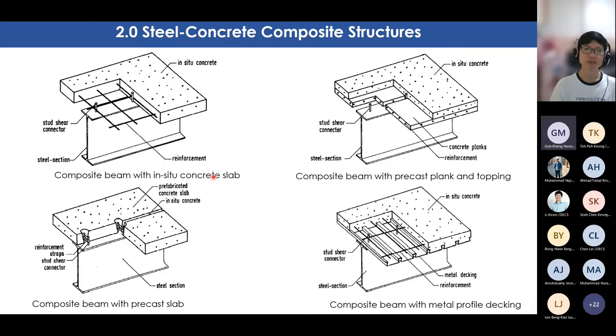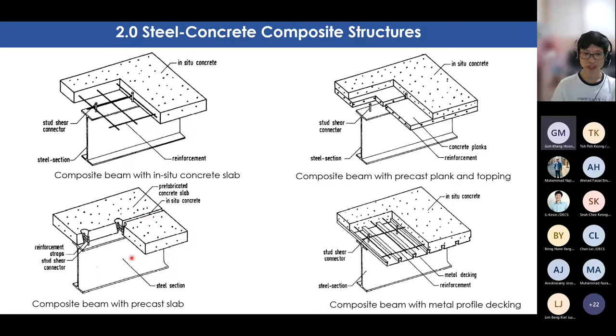Composite floors, even though we talked about the profile sheet or steel decking just now, can come in many types. The first one you see here has no profile sheet, but is cast in situ, meaning you need the formwork. But this is less common; normally nobody uses this one. The second one is a precast plank, so you can also use it together with a topping, but you still need the shear connector to have composite action.